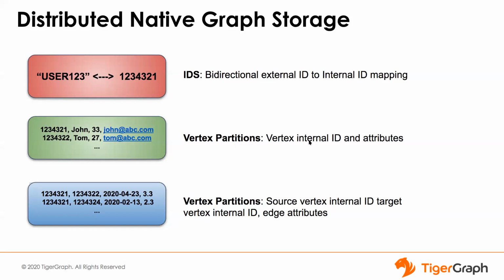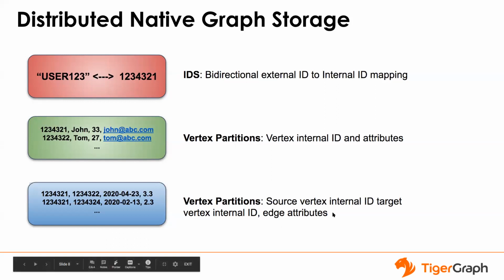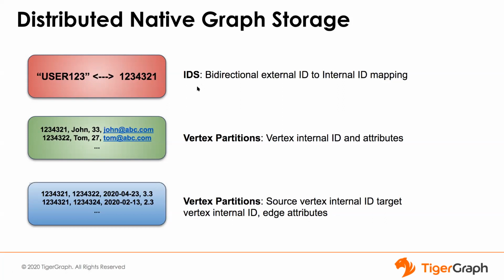So vertex partitions store all the vertex info, including the vertex internal ID and all the vertex attributes. And the edge partitions store the source vertex internal ID and the target vertex ID, because an edge has two ends, right? The source vertex end and target vertex end. So it requires us to store two IDs for each edge. And also we will store all the edge attributes in the edge partitions. So you can think we have three types of storage: ID service, vertex partitions, and edge partitions.